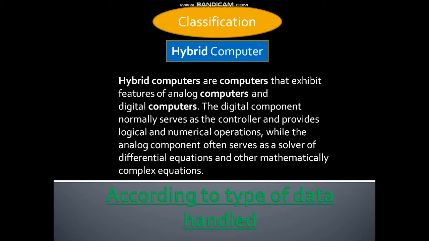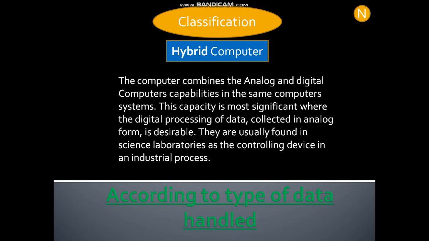Hybrid computers are computers that exhibit features of analog computer and digital computer. The digital component normally serves as the controller and provides logical and numerical operations, while the analog component often serves as a solver of differential equations and other mathematically complex equations. And we can say that the hybrid computer combines the analog and digital computer capabilities in the same computer system.